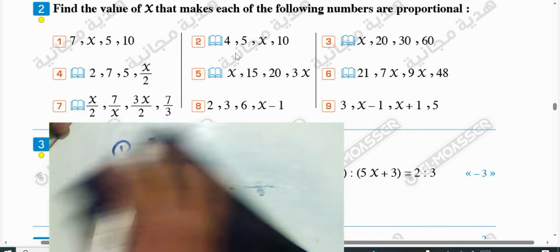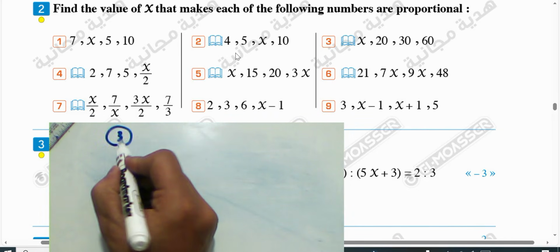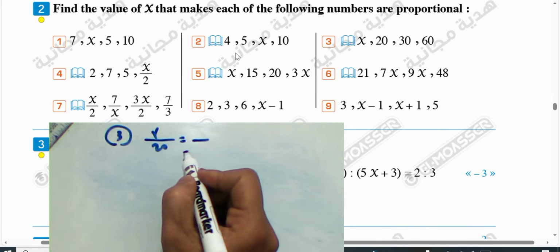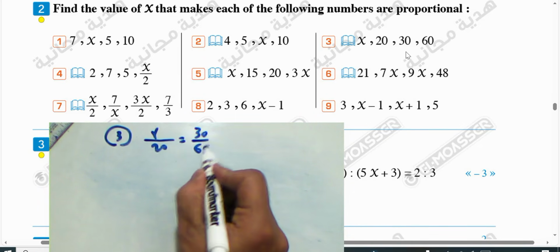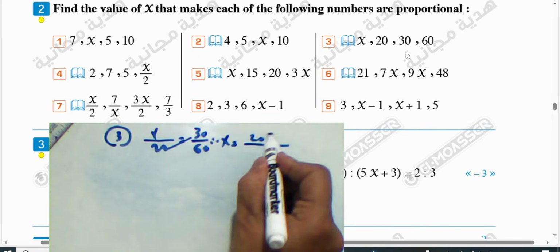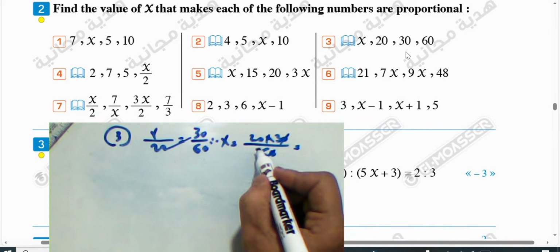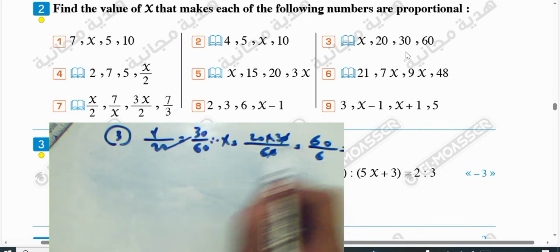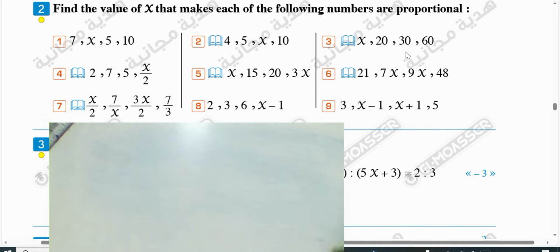Number 3. Write the ratio x over 20 equals 30 over 60. Then x will be equal 20 times 30 divided by 60. Cancel 0 by 0, and here 6. Write 0, 2 times 3, 6. 60 divided by 6 equal 10. Next question.